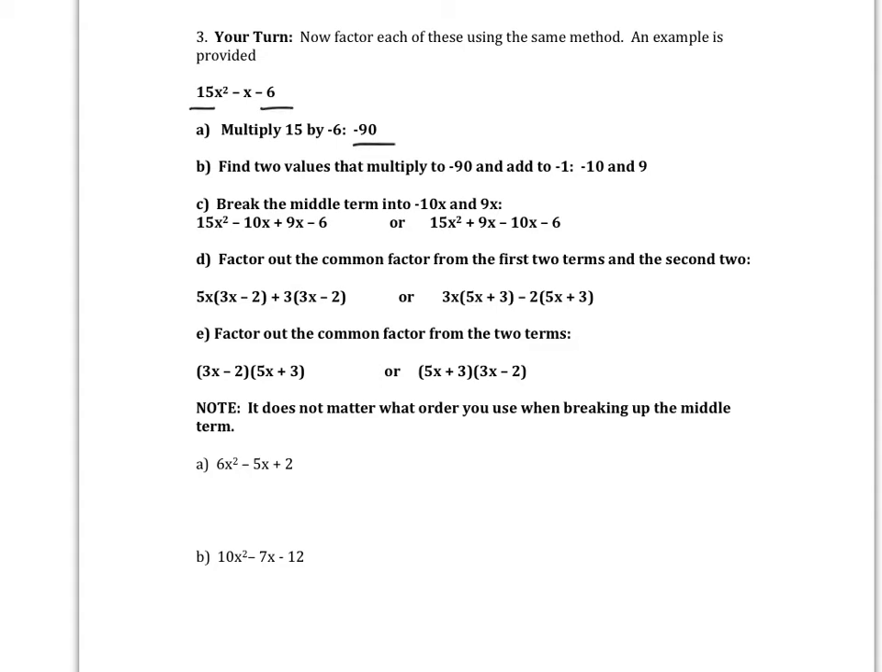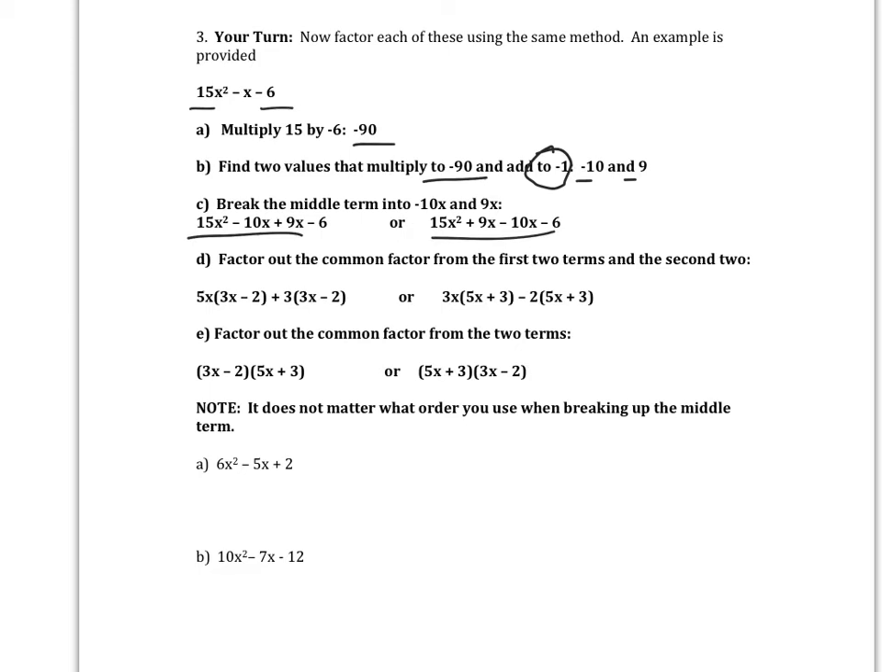Then we needed to find, since the coefficient of the x term is negative 1, two numbers that multiply to 90 and add to negative 1, and those would be negative 10 and 9. So then we can break the middle term into negative 10x and 9x. Notice that we can actually do it in either order.